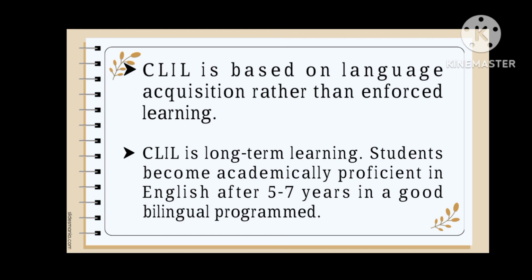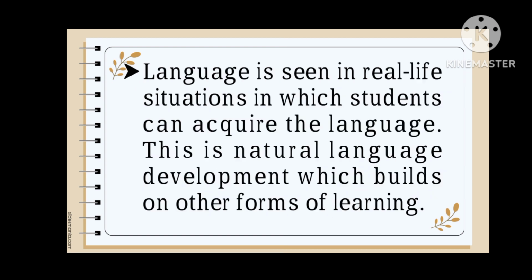CLIL is long-term learning. Students become academically proficient in English after 5 to 7 years in a good bilingual program. So, content language integrated learning, or CLIL, is often associated with long term language learning, and it typically takes several years for students to become academically proficient in a new language, such as English, within a well implemented bilingual or CLIL program.